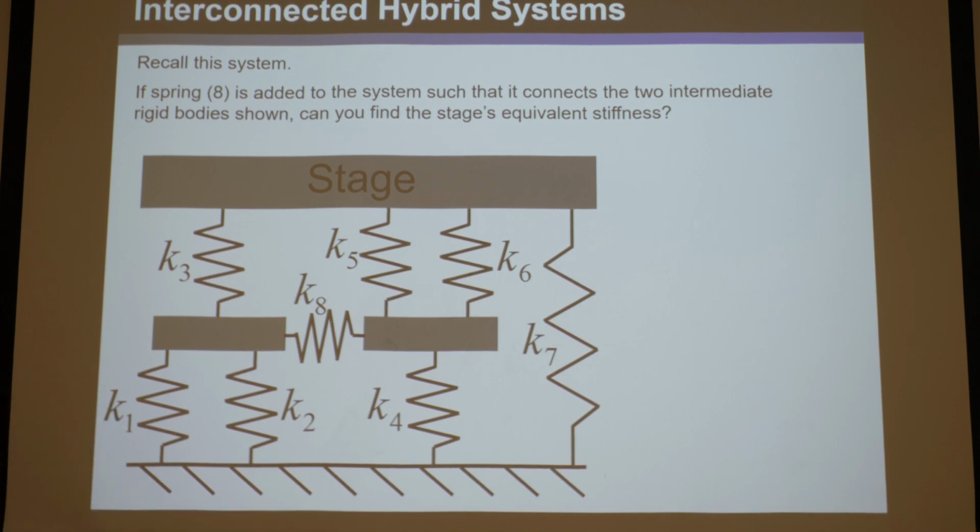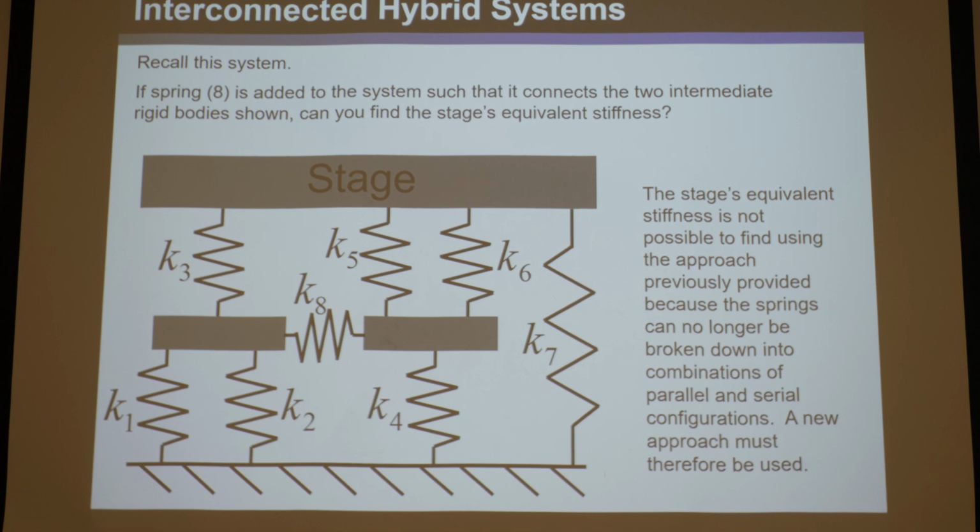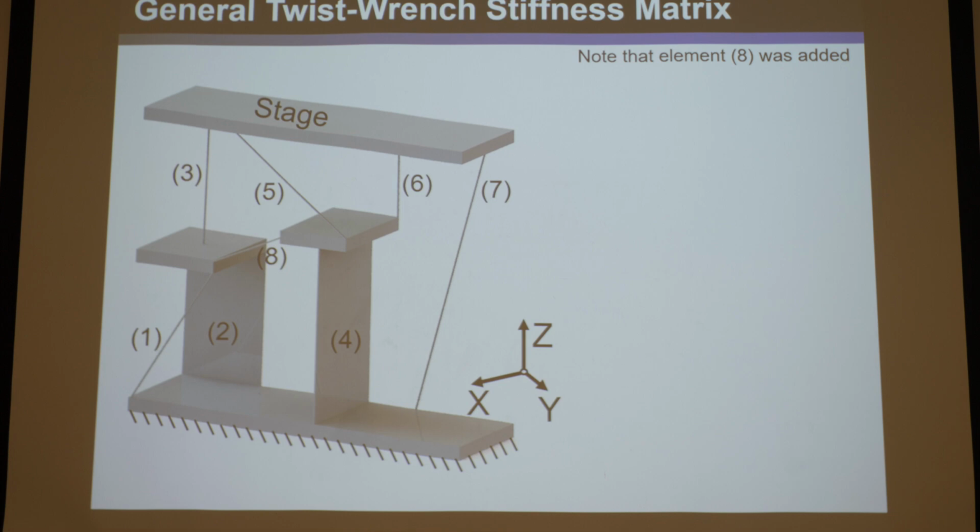You can't find a 6x6 equivalent stiffness matrix that tells you about the stiffness of the whole thing. That approach only works when it's a parallel-serial hybrid, but not the interconnected hybrid that I just taught you. But now let me teach you an approach that can work for anything.